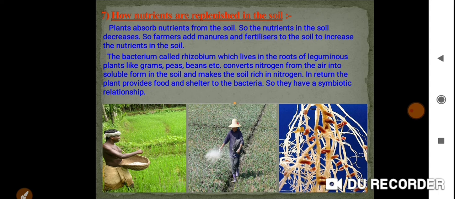That I will discuss. Okay, see, plants absorb nutrients from the soil, so the nutrients in the soil decrease. You know the plants need nutrients for better growth of their whole body. So if they start absorbing the nutrients present in the soil, there will automatically be a decrease in the nutrients in the soil. So that's why we need to keep on adding manures and fertilizers to the soil. Are you getting my point? Are you understanding everything? So the farmer, whenever there is a decrease in the nutrients present in the soil, will keep on adding manure and fertilizers.